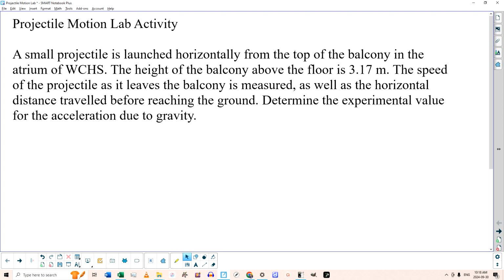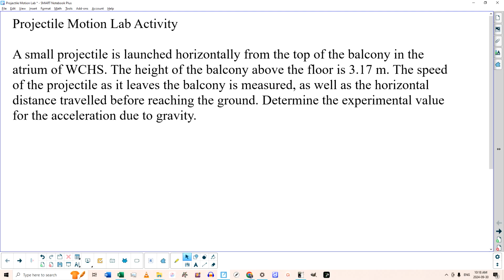Good morning, everyone. In my last Physics 20 class, the students completed a lab activity in which they analyzed a ball bearing that was launched horizontally from a particular height above the floor, and they used the data to determine the experimental value for the acceleration due to gravity.